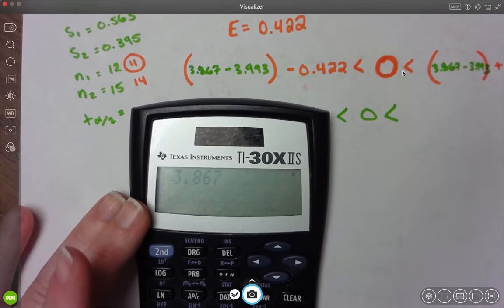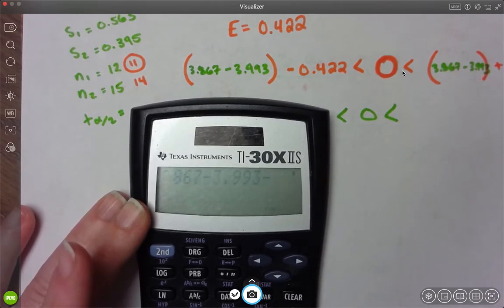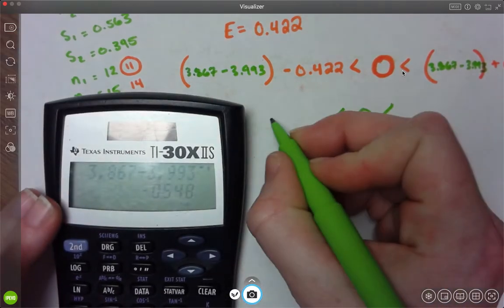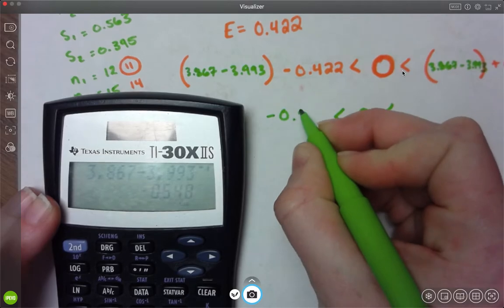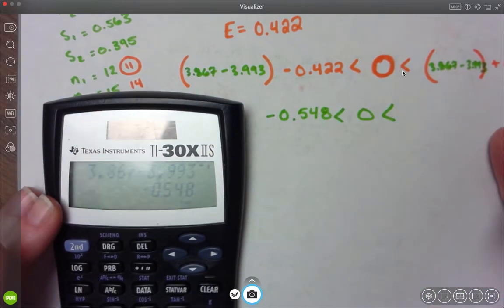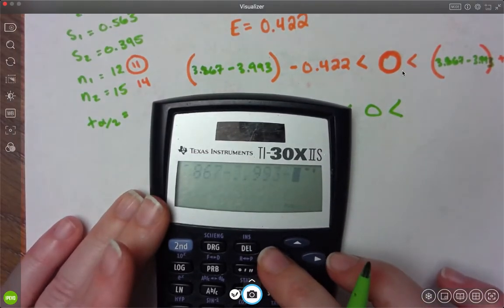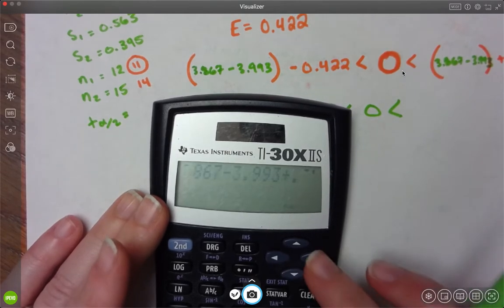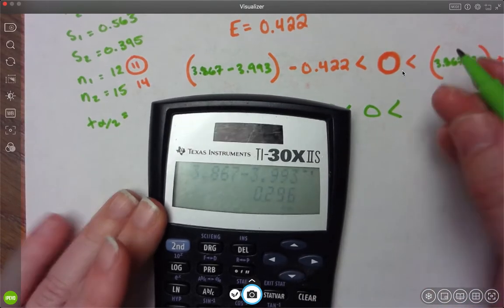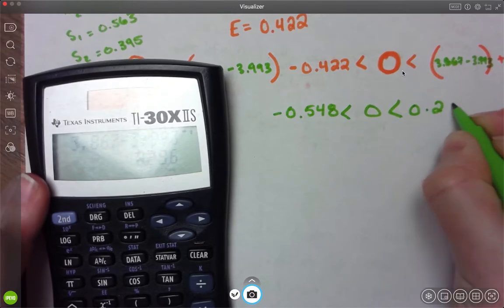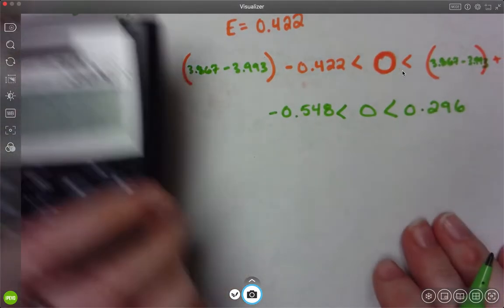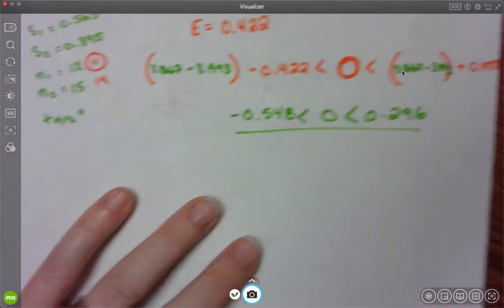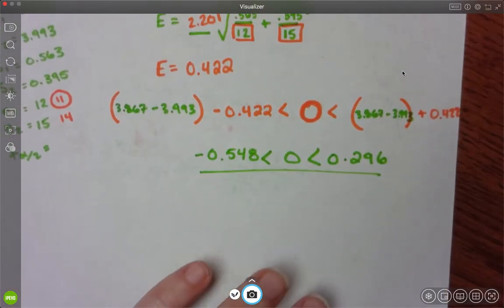So 3.867 minus 3.993 minus 0.422 is negative 0.548. Then I'm going to go back up into my equation and add the 0.422 instead of subtracting. And this guy is 0.296. So this is our confidence interval. That's our final answer, and then we just need to make a conclusion from that.